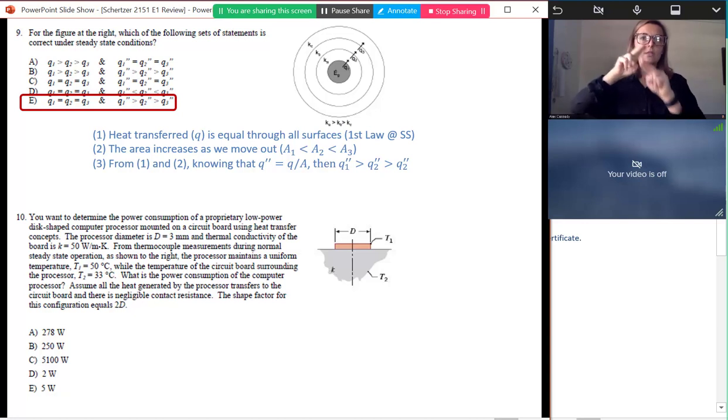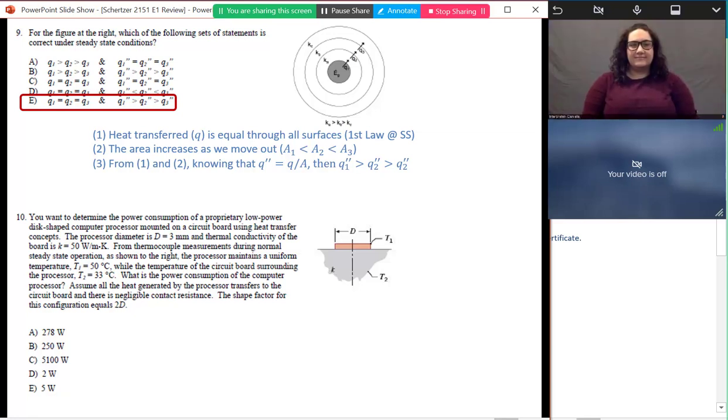The last question is asking us about how we use shape factors. So we have this material that we're seeing here. We wanted to determine the power consumption of a proprietary low-power disk-shaped computer processor mounted on a circuit board using heat transfer concepts. The processor diameter is 3 millimeters, and the thermal conductivity is given.